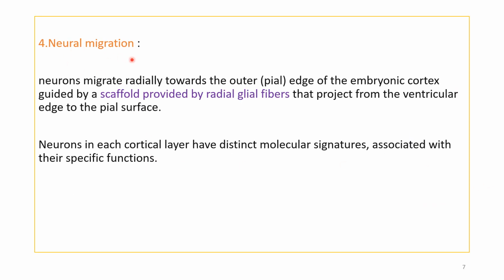Then coming to neural migration, the neurons migrate radially towards the outer edge of the embryonic cortex, which is guided by a scaffold provided by radial glial fibers that project from the ventricular edge to the pial surface. Neurons in each cortical layer have distinct molecular signatures associated with their specific functions.